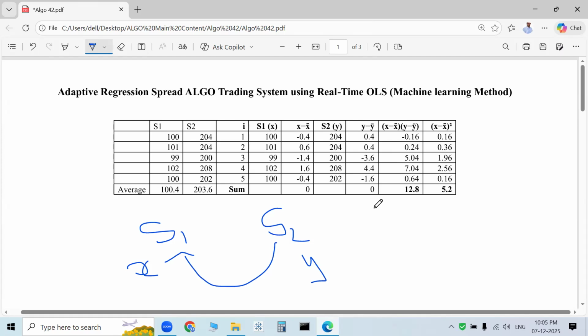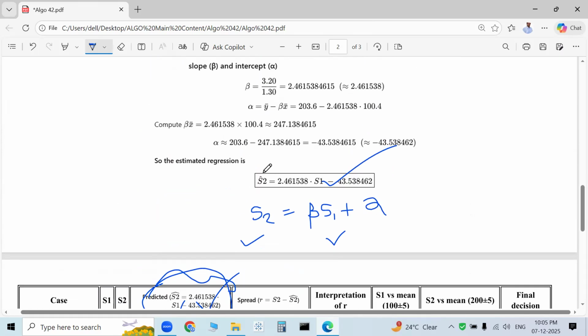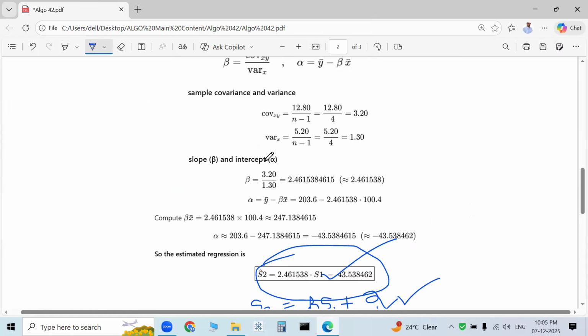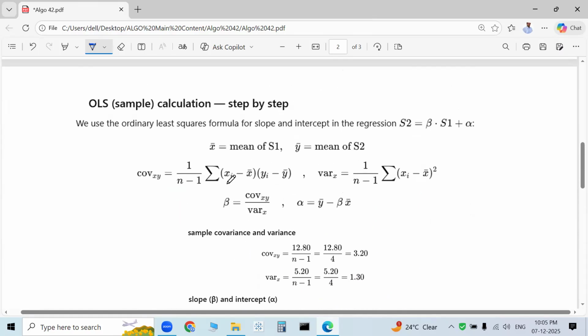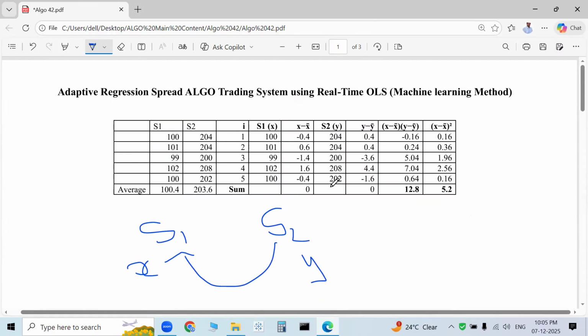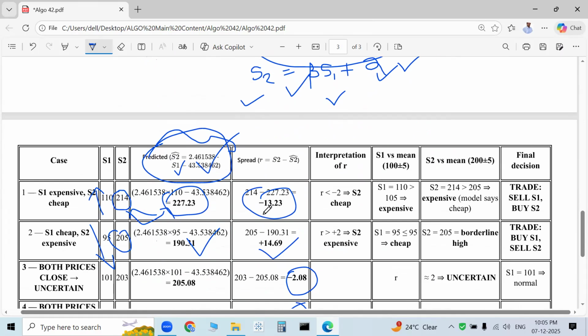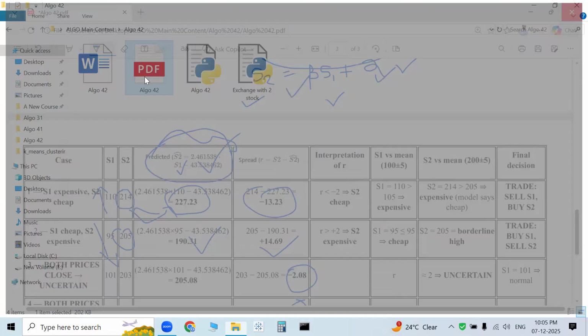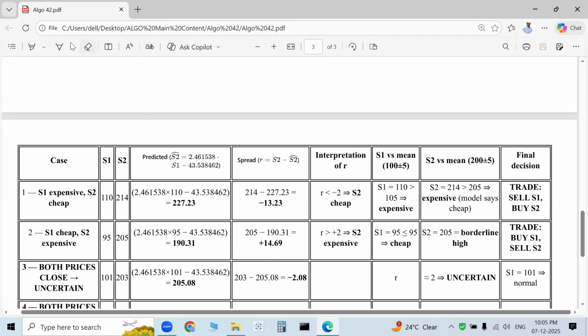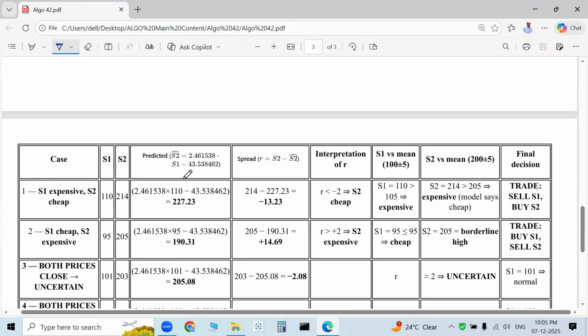So first we basically need the equation. This is an equation for machine learning. We need beta and alpha, and beta here is covariance by variance. For variance and covariance, we need this calculation. Once we get this calculation, we get the equation. Now it starts to understand which one is expensive and which one is cheap.